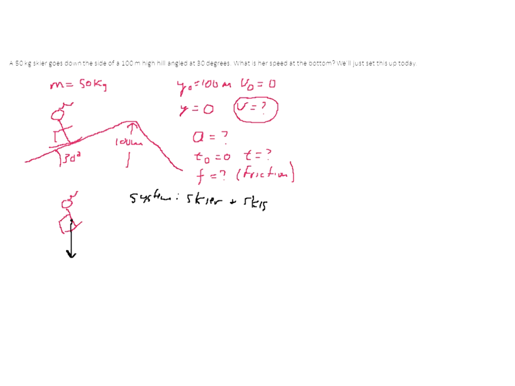So the forces acting on this person, there is the gravitational pull of the Earth on the person, so the weight. There's the contact push of the hill on the person, also called the normal force. And then there's this little frictional force here.